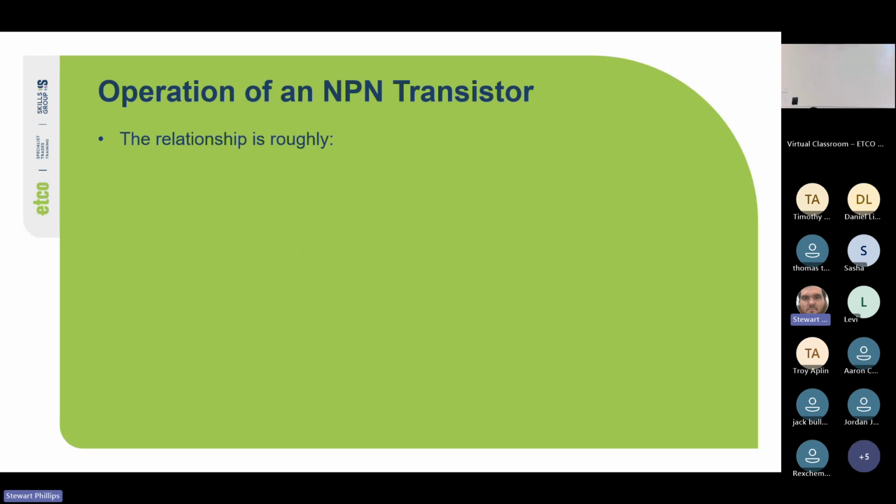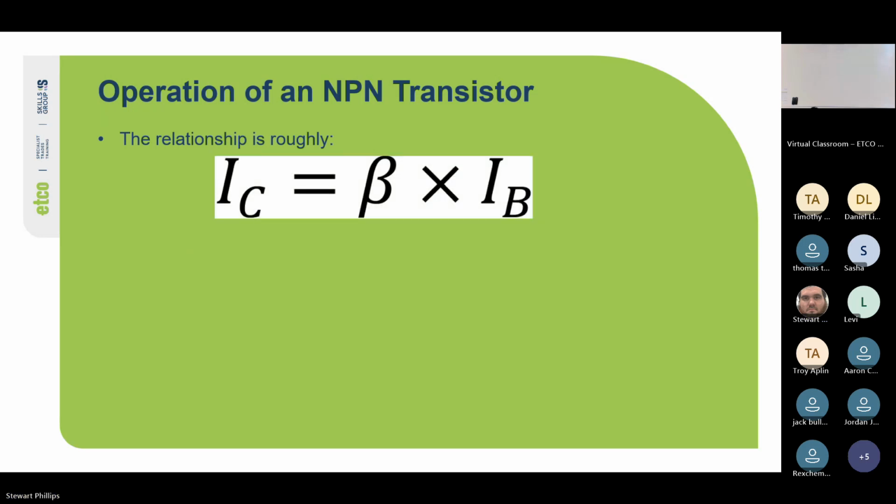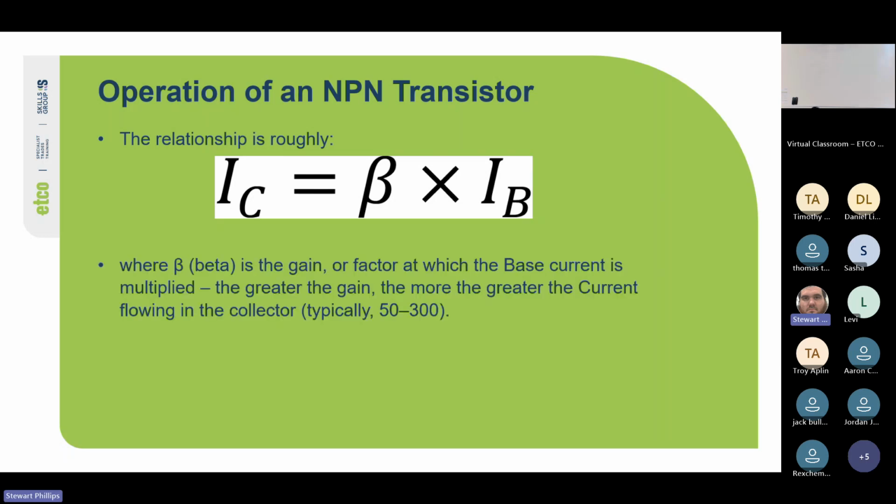Cool. So the relationship is roughly IC equals beta times IB, where beta is the gain, or factor at which the base current is multiplied. So the greater the gain, basically the greater the current flowing in the collector. So if we increase the gain, we will get more current flow at the collector. Does that make sense? I don't want to get too far into the math of it, because all you really need to know is IC equals beta times I base.